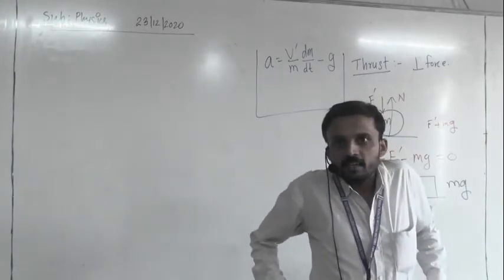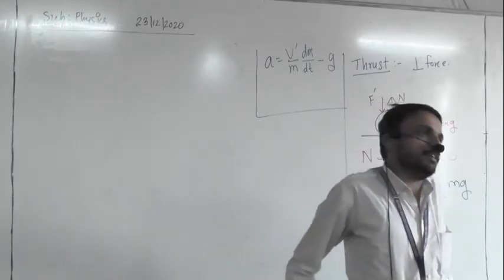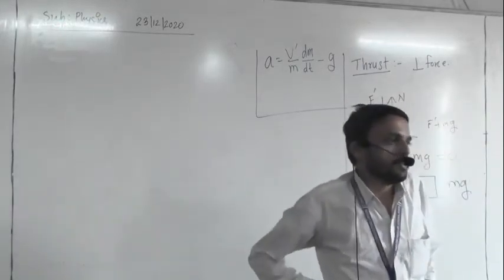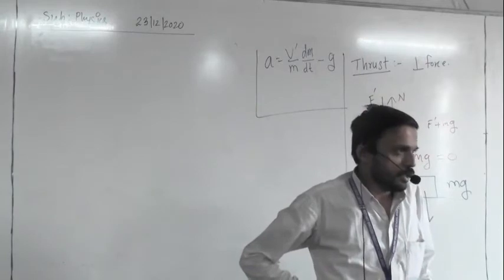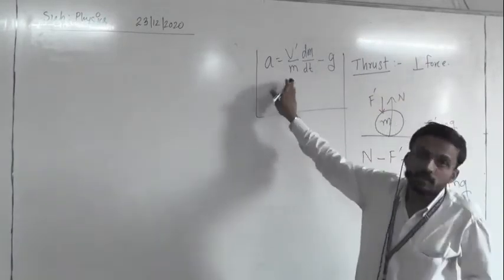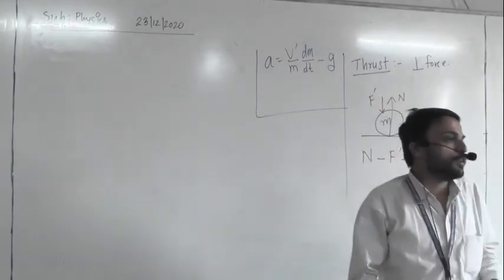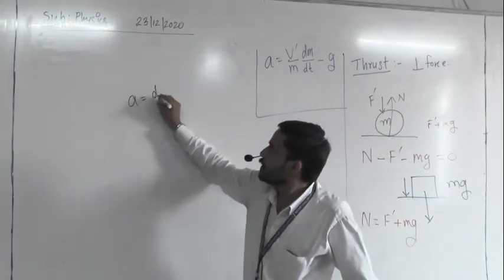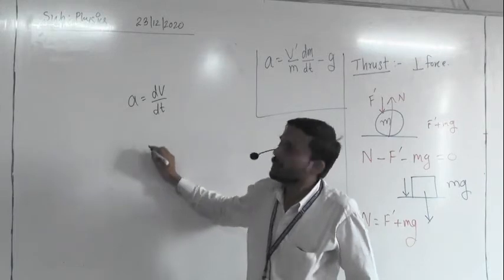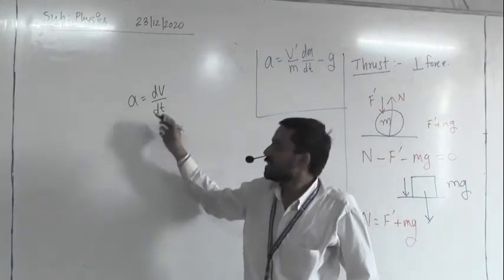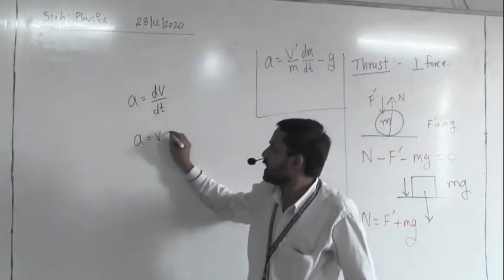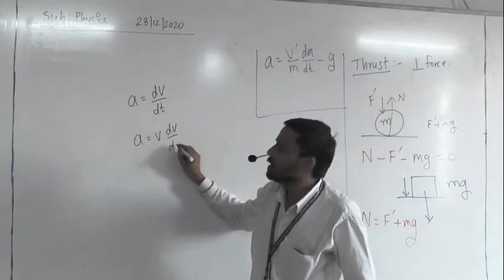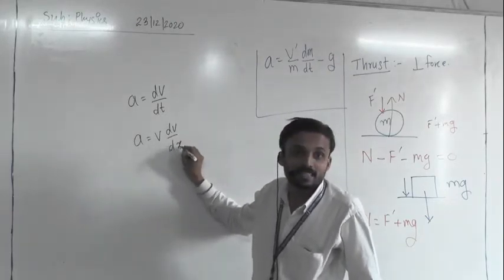Yes, differentiate. Velocity from displacement by differentiation, and by integration you get acceleration. And you want instantaneous velocity. So a is equal to dv by dt. A is equal to v dv by dx.